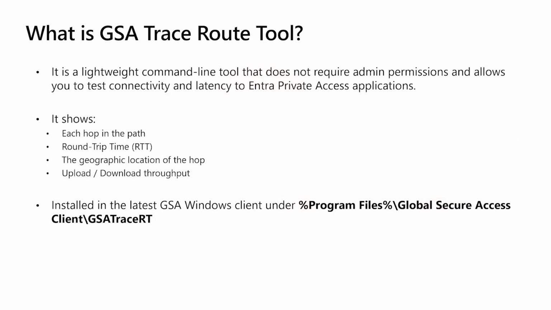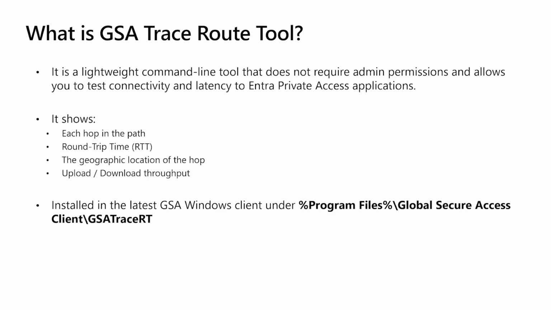The Global Secure Access Traceroute tool is a lightweight command line tool that does not require admin permissions to run. It allows you to test the connectivity and latency to the Microsoft Entra Private Access applications. It also helps in showing each hop in the path, round trip time, the geographic location of each hop, and lastly, upload and download throughput.